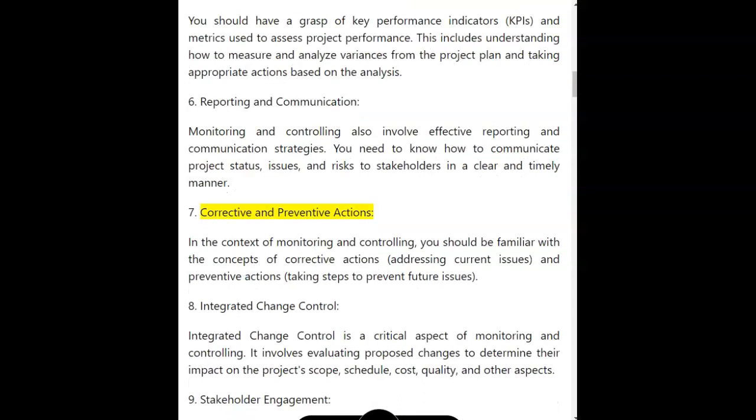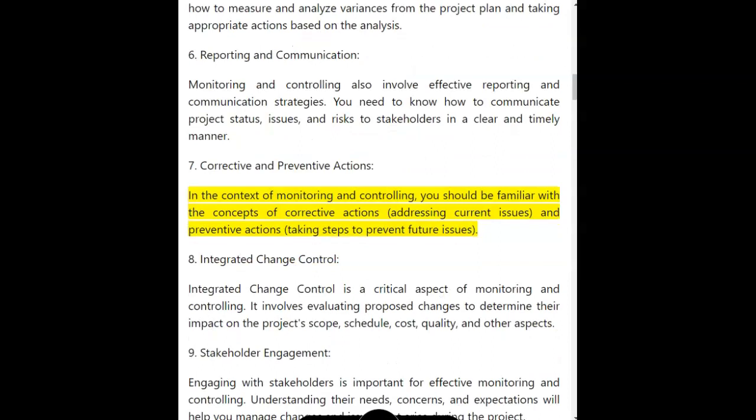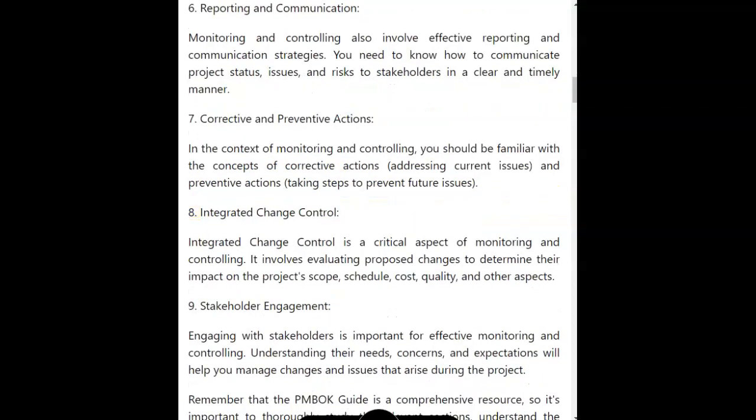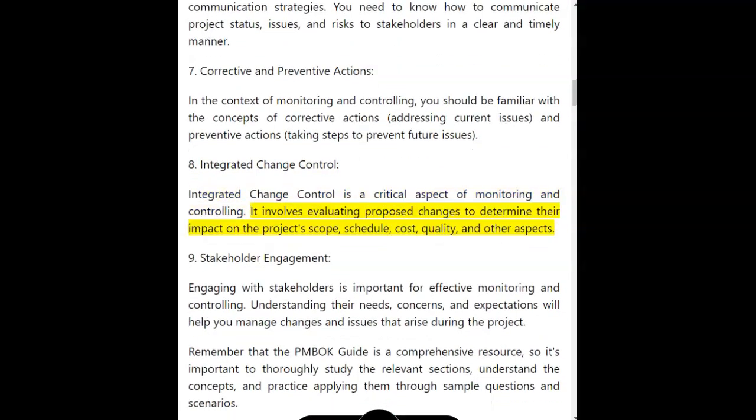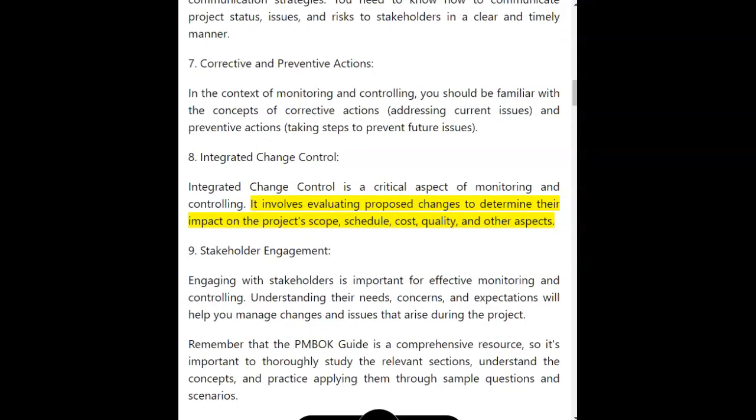7. Corrective and preventive actions. In the context of monitoring and controlling, you should be familiar with the concepts of corrective actions, addressing current issues, and preventive actions, taking steps to prevent future issues. 8. Integrated change control. Integrated change control is a critical aspect of monitoring and controlling. It involves evaluating proposed changes to determine their impact on the project scope, schedule, cost, quality, and other aspects.